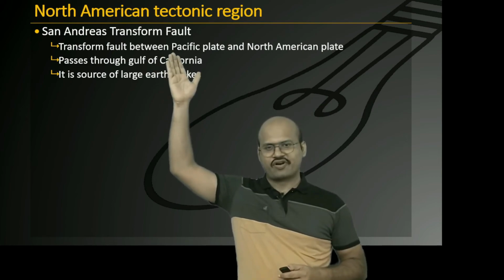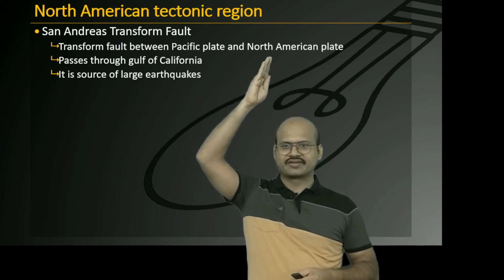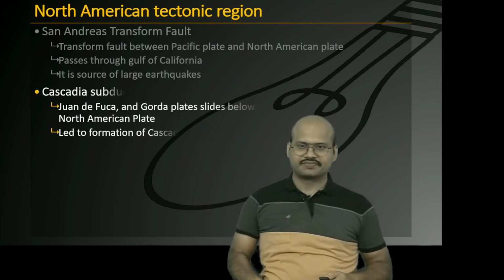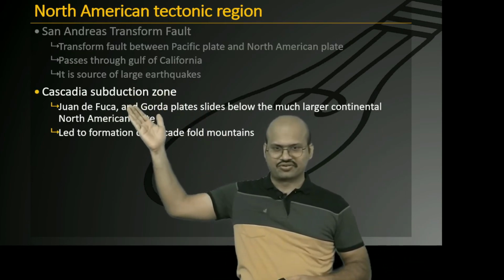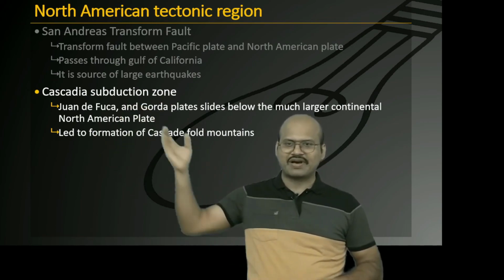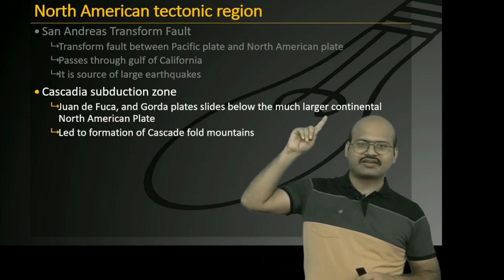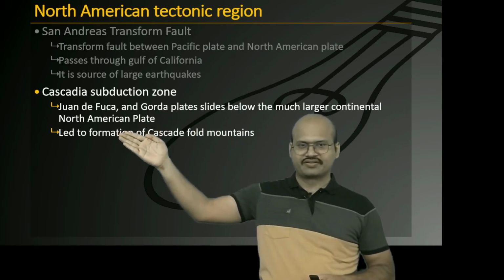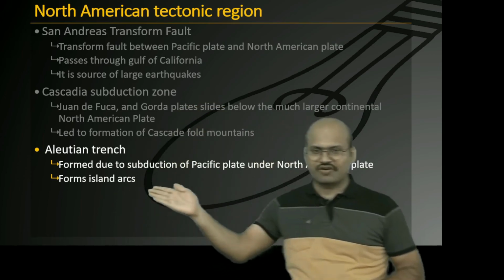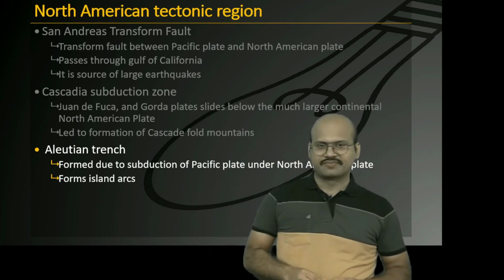The San Andreas transform fault is a very famous transform fault located between the Pacific plate and the North American plate. It passes through the Gulf of California and it is a source of large earthquakes. The Cascadia subduction zone creates our Cascade Fold Mountains. It is created by Juan de Fuca and Gorda, both minor plates, subducting under the very large North American plate. Then we have the Aleutian Trench in the north. It is formed by the subduction of the Pacific plate under the North American plate. We see volcanic island arcs forming here.